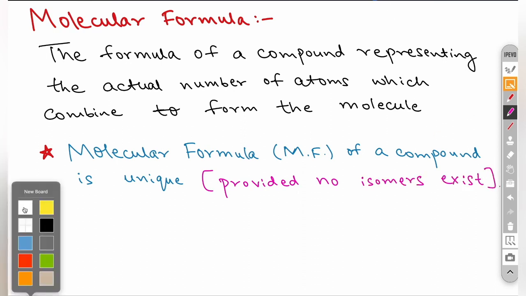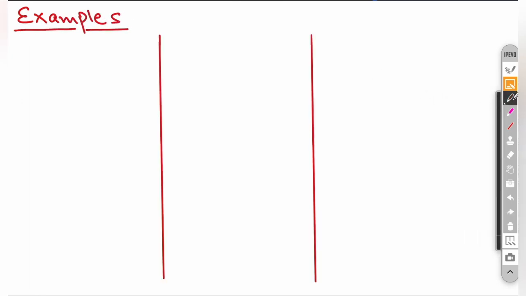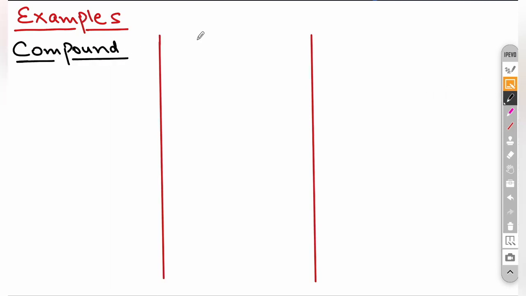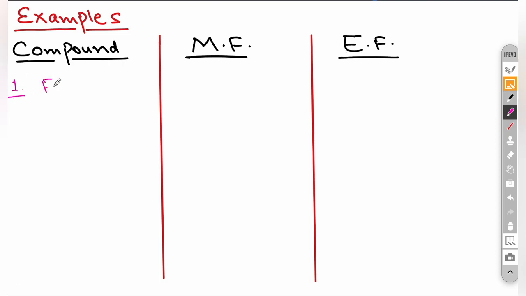Now we will see examples. So we will draw 3 columns. In the first one we will write the compound. The second one is for the molecular formula of the compound, MF, and the third is EF, the empirical formula of the compound. First example is of formaldehyde.